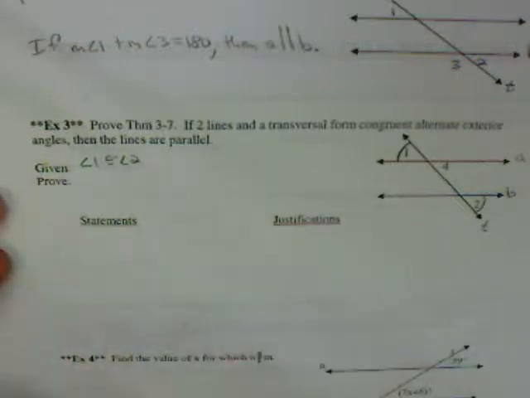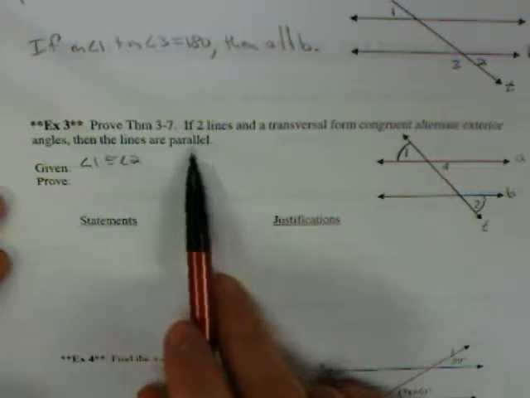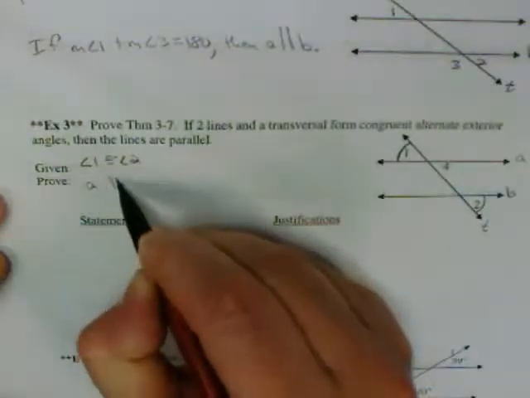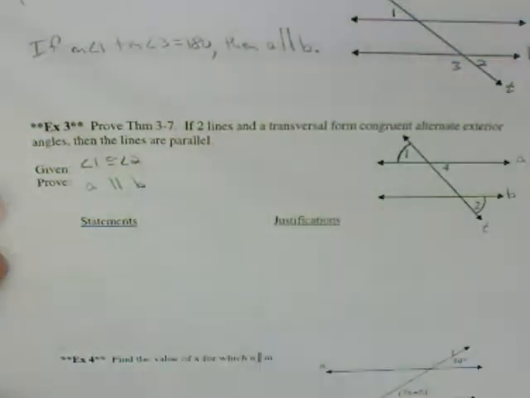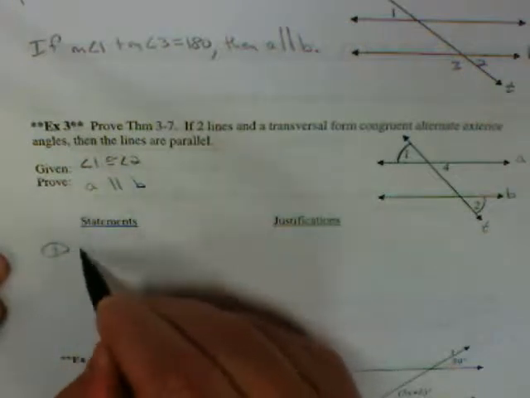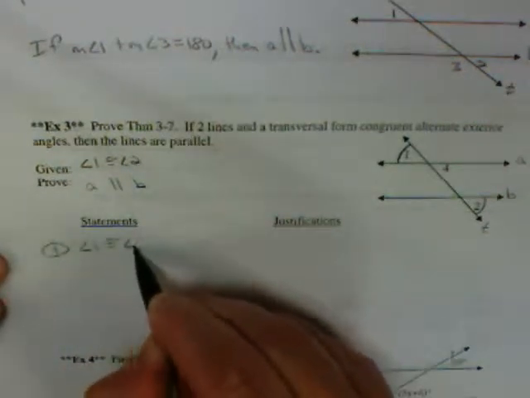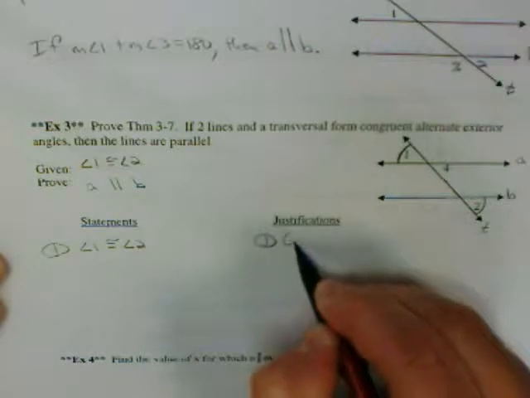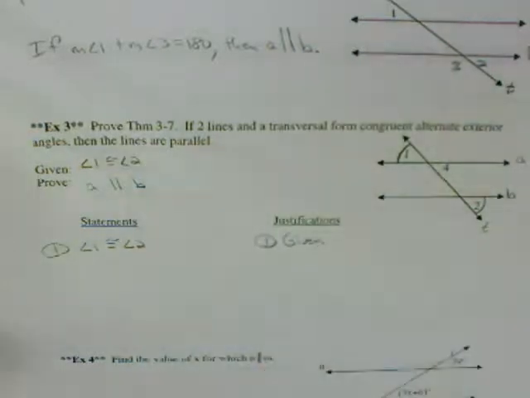The proof always comes from the directions, and if it's in the form of if-then, the proof has to come from the conclusion. So it says the lines are parallel, so we're going to try to prove that A is parallel to B. We'll start off our proof here as usual with the given. So we can say that angle 1 is congruent to angle 2, and our reason is given to get us started there.